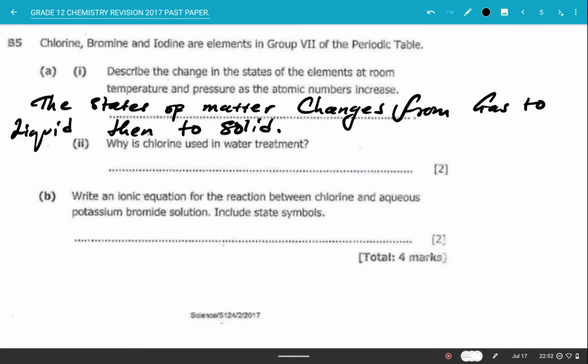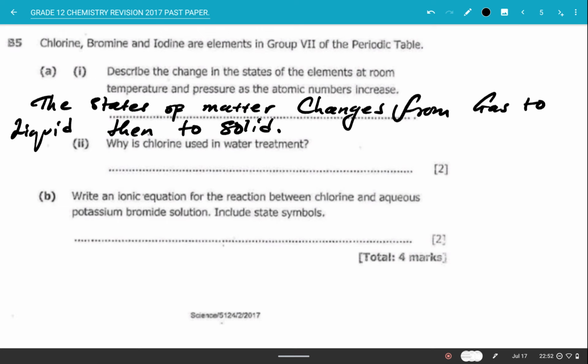So if you come across any question where they just say describe the change in the state of the elements at RTP when the atomic number increases, the states of matter change from gas to liquid and then to solid. If the atomic number was decreasing, then the states of matter will change from a solid to liquid and then to a gas. The second question says, why is chlorine used in water treatment?